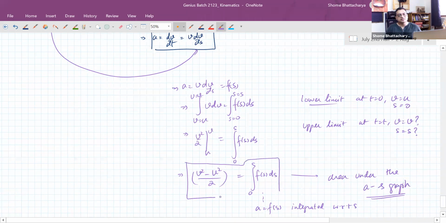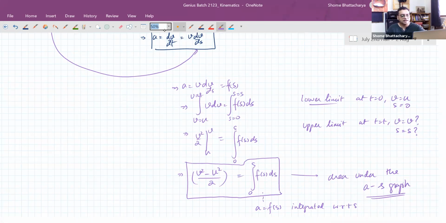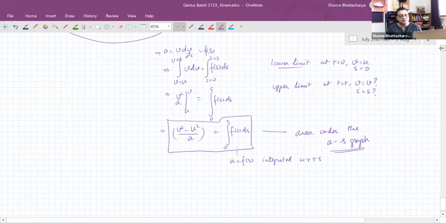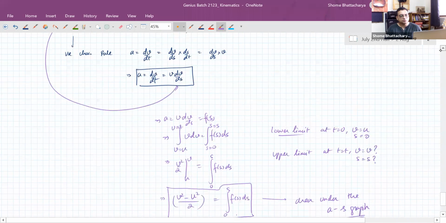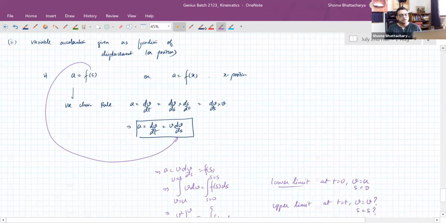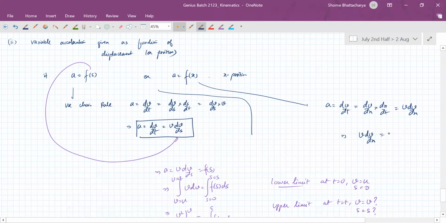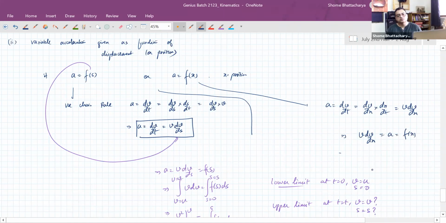So we will look at examples, but this is the second kind of application of variable acceleration that you should keep in mind: if acceleration is variable such that it is given as a function of either displacement or position, then this is how we proceed. If it is given as a function of position, then same way, but we write this as dv by dx into dx by dt. So that becomes v dv by dx. So v dv by dx, being the acceleration, is a function of x position.